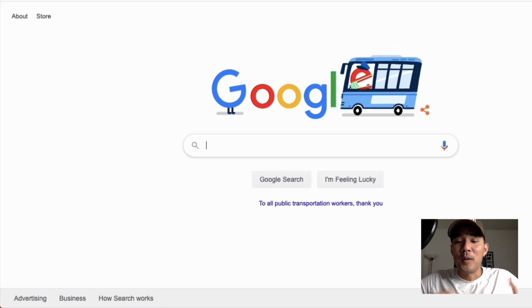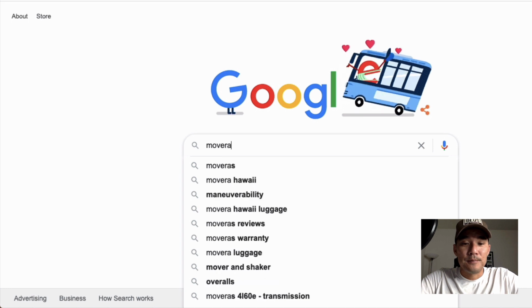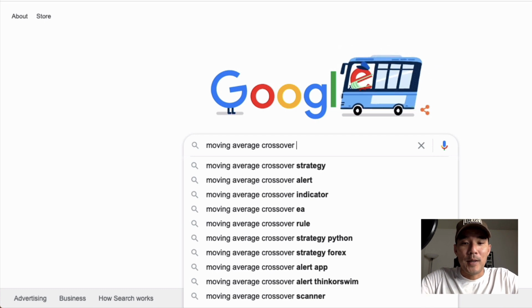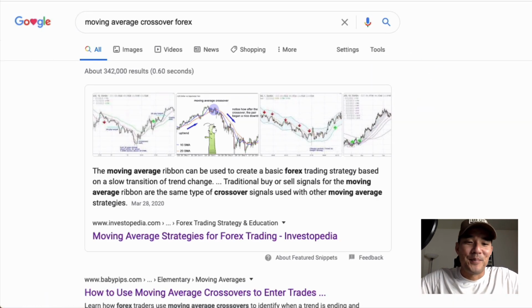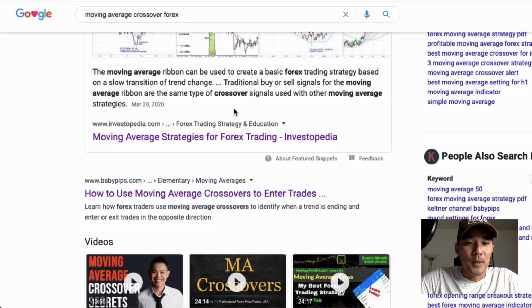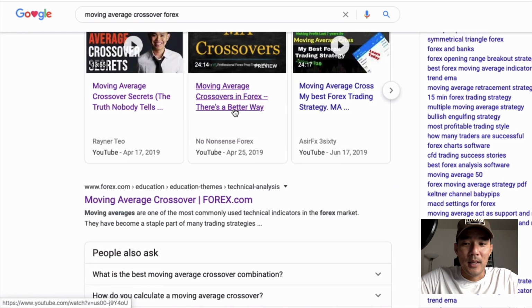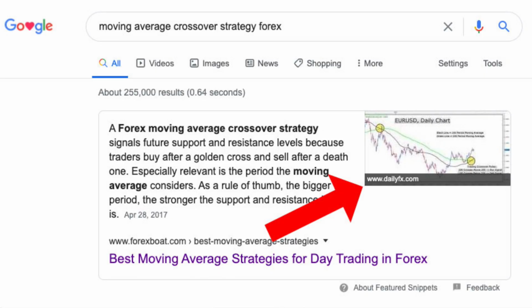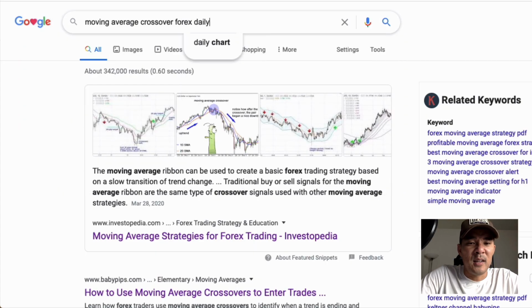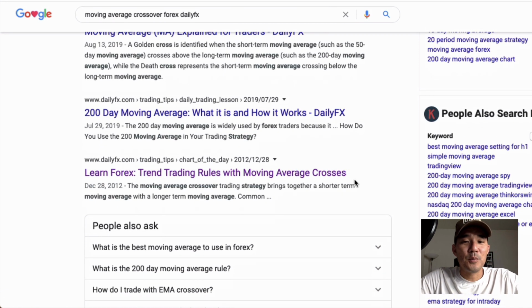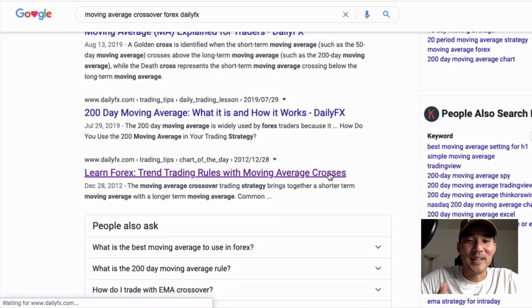All right, so I simply went to Google and I Googled moving average crossover Forex. And I want to see what comes up. So as you can see, we have this article here, and then we go down to this one. And I don't see the one that I actually found the first time. So let me see if I can find that. That was on DailyFX. I guess it's no longer ranking number 1. Okay, so this is the one that was coming up number 1 before, and this is the one that I used.